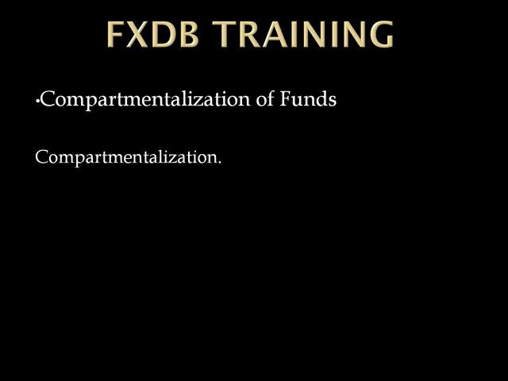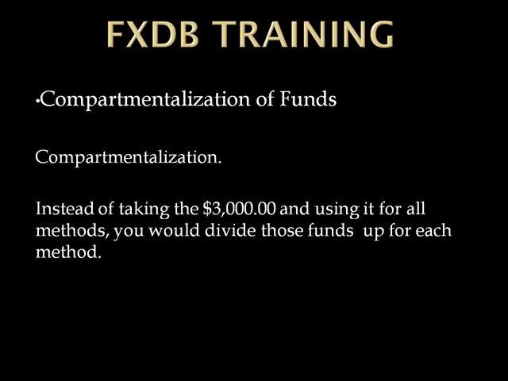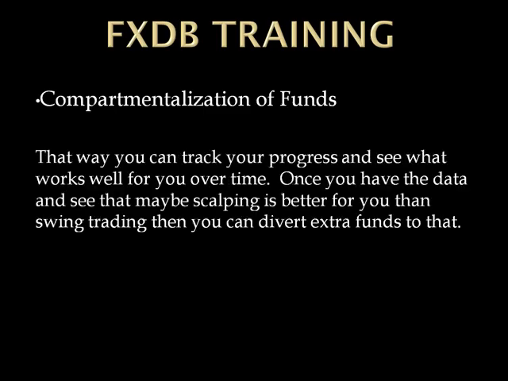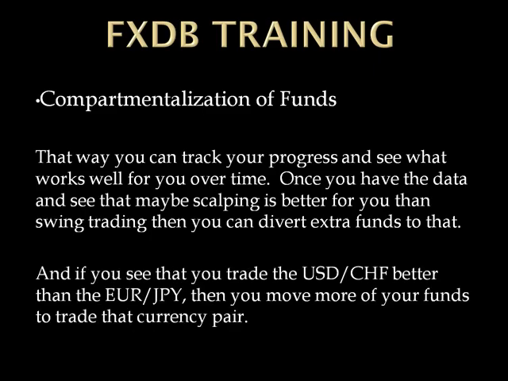Simple: compartmentalization. Instead of taking the $3,000 and using it for all methods, you would divide those funds up for each method. So for example, if you had 3 methods, then only use $1,000 per method and trade that $1,000 at 2%. So instead of risking $60 per trade, you would only be risking $20 per trade. That way you can track your progress and see what works well for you over time without blowing out your account. Once you have the data in front of you and see that maybe scalping is better for you than swing trading, then you can divert extra funds to that. And if you see that trading the US dollar Swiss franc is better with your method than trading the euro yen, then you can move more of your funds to trading that currency pair.